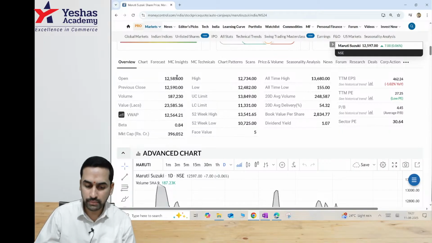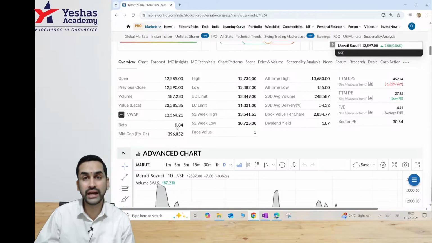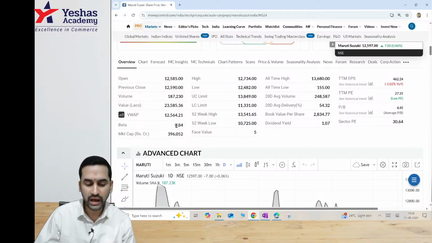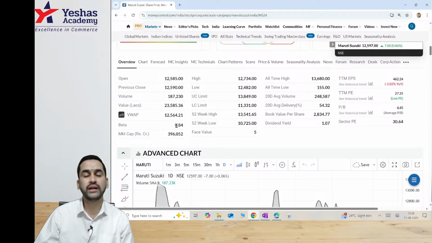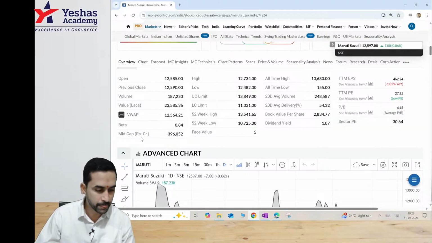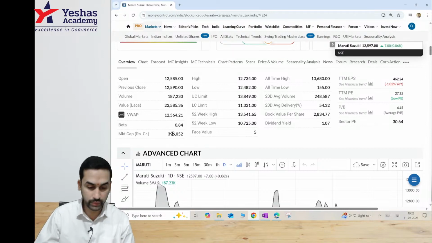Okay. Some of this you will not understand now. Don't worry. There is something called beta 0.84. This beta we will study in cost of capital chapter. As of now, you don't know what is beta. I have explained once or twice in the class. I know only the name was taken, but formula to calculate beta and other things we will study. Don't worry. Market capitalization. If you remember 3 days back, I told you market capitalization is number of equity shares into market price per share.